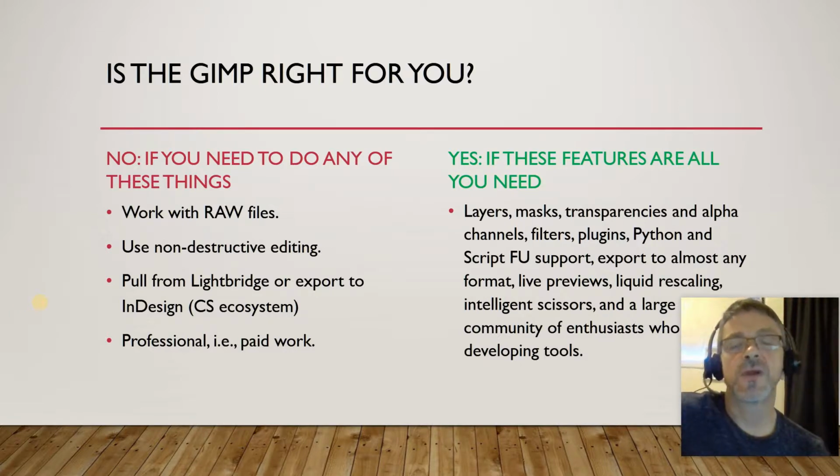So the easiest way for me to break this down is if you do any of these things on the left-hand side of this page, if you work with raw files. If you don't know what raw files are, don't worry, you're cool. If you work with them, you'll know what they are. If you work with RAW all the time, the GIMP is not for you. There is a plugin that will handle it, but it renders to JPEG, and it's just clunky and terrible. So that is a non-starter.